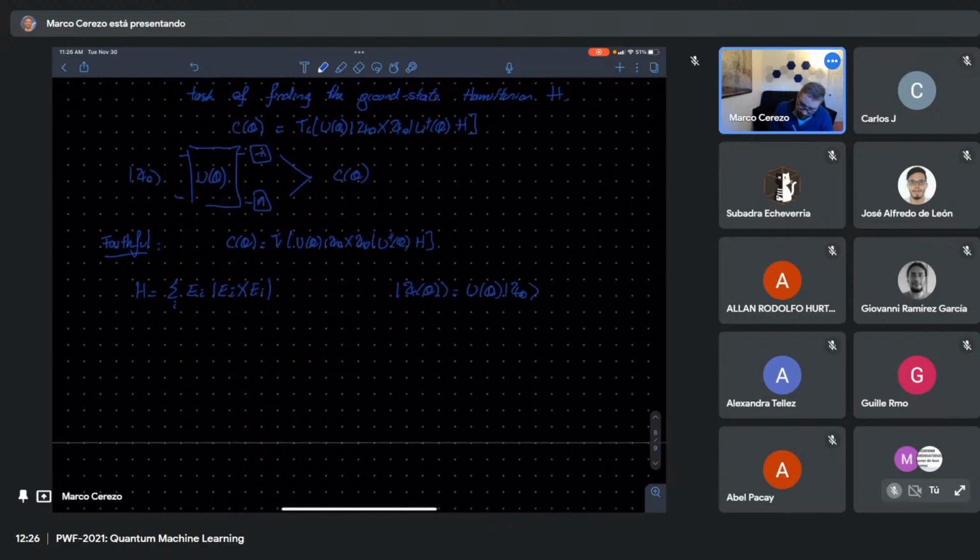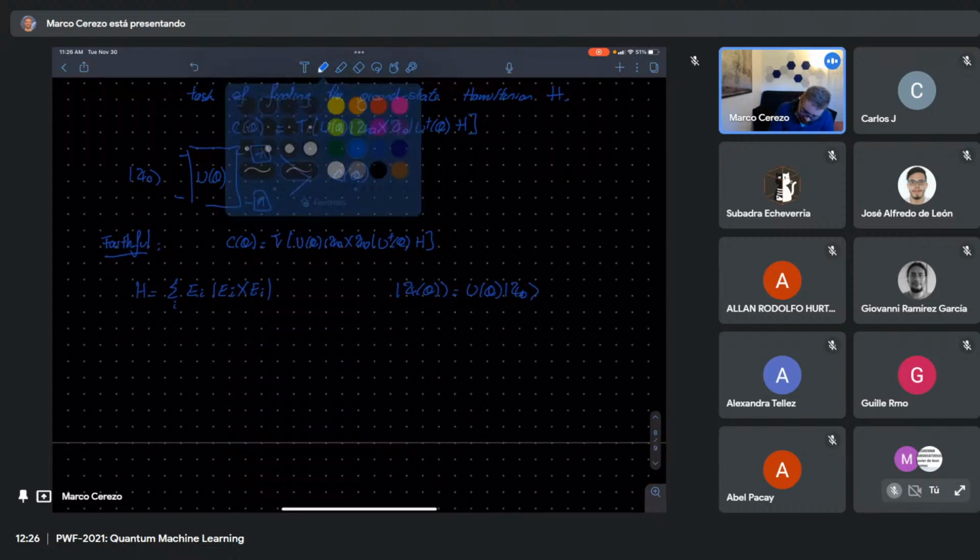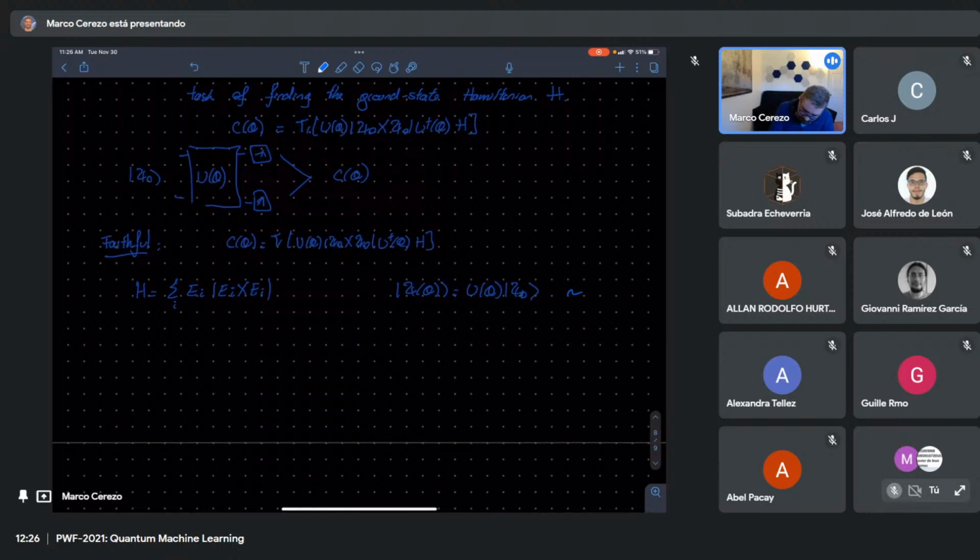Is this blue color all right? Can you actually see it? I think I'm using the wrong shade of blue. I should be using the clearer one. I hope up to this point it's not too bad. I'm going to change from now onwards.